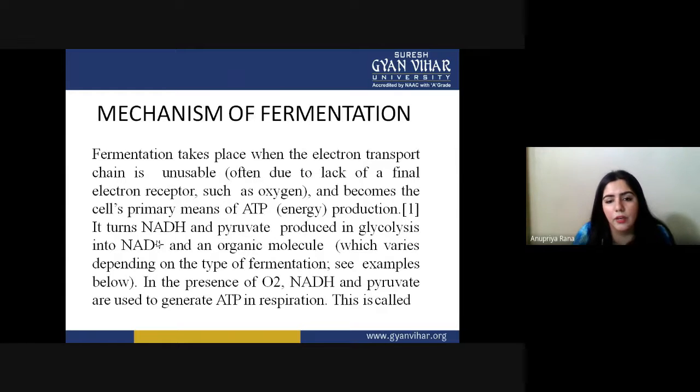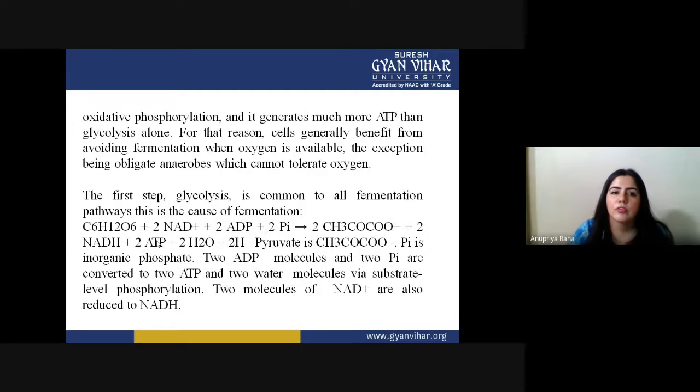It turns NADH and pyruvate produced in glycolysis into NAD and an organic molecule, which varies depending on the type of fermentation. In the presence of oxygen, NADH and pyruvate are used to generate ATP in respiration. Normally, when oxygen is present, NADH and pyruvate are used to generate ATP in the respiration process. This is called oxidative phosphorylation, and it generates much more ATP than glycolysis alone.